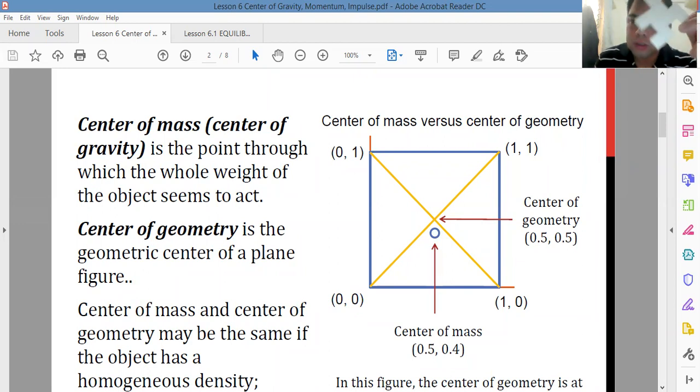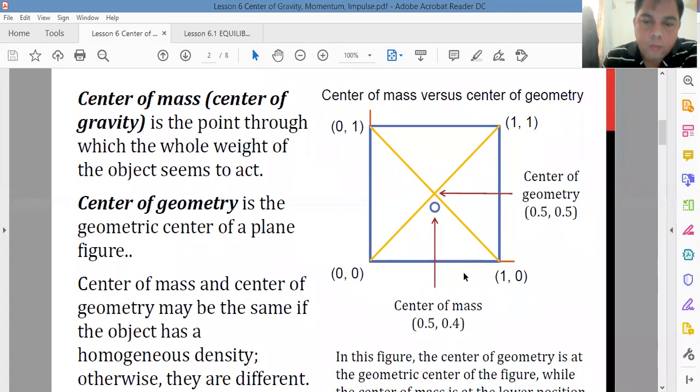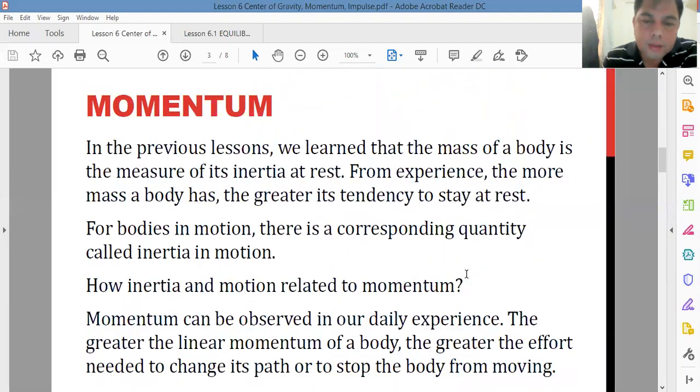So again, I call this a composite figure. The center of mass or center of gravity is a location, where the whole weight of the body is believed to be concentrated. With that in mind, we are able to balance the body if we know where it is located.